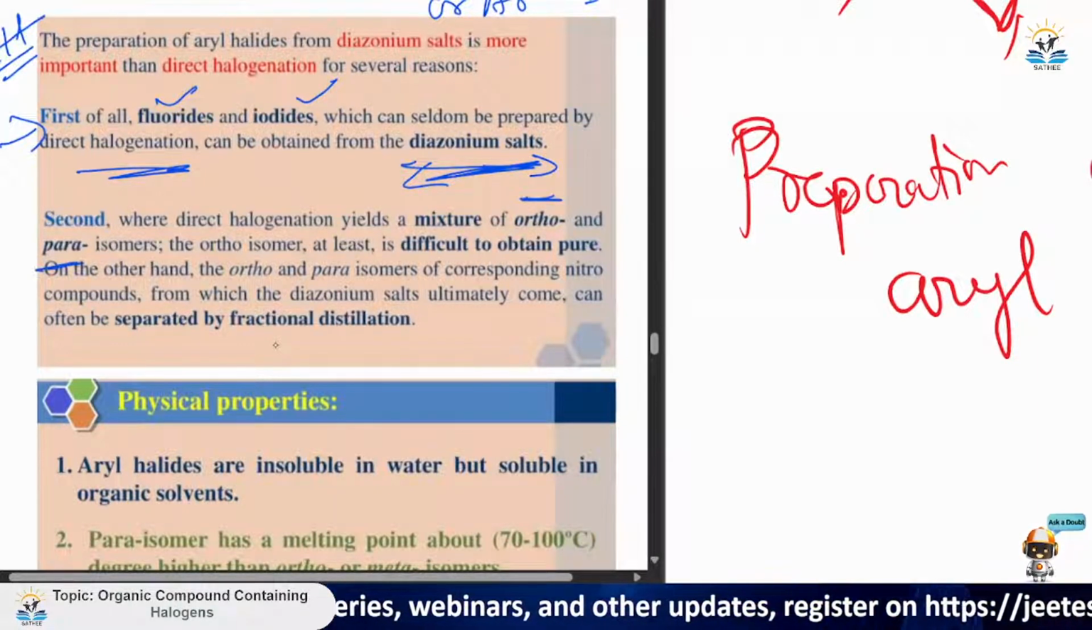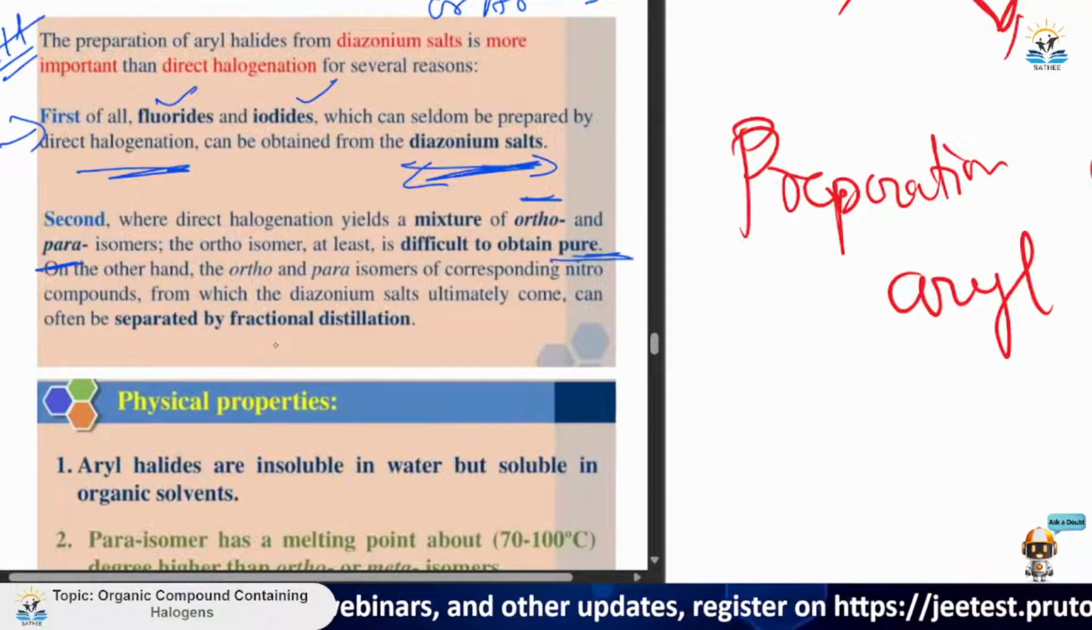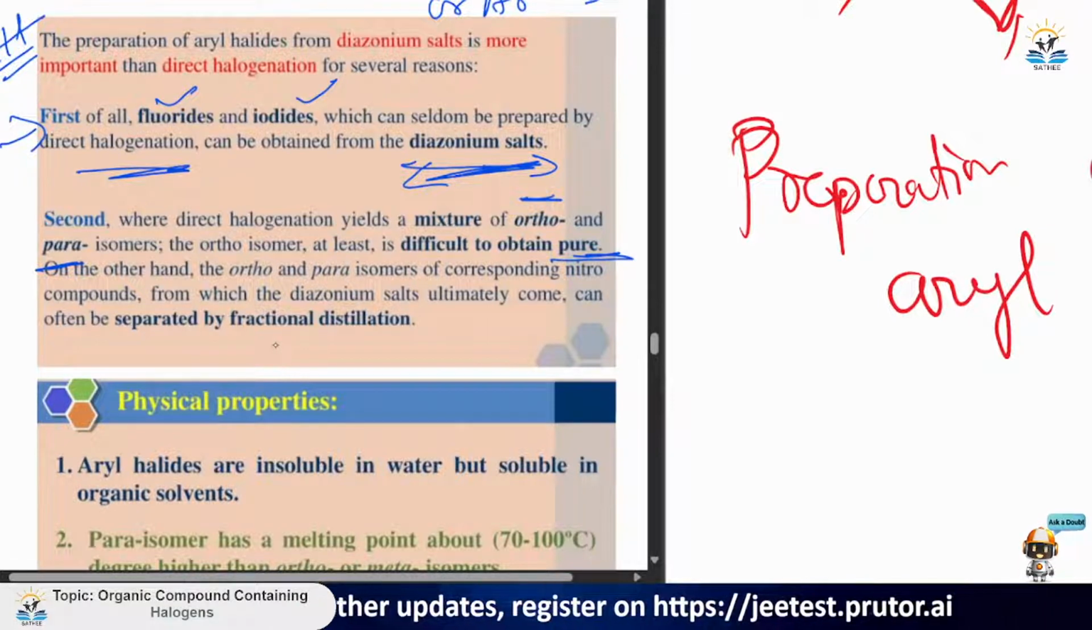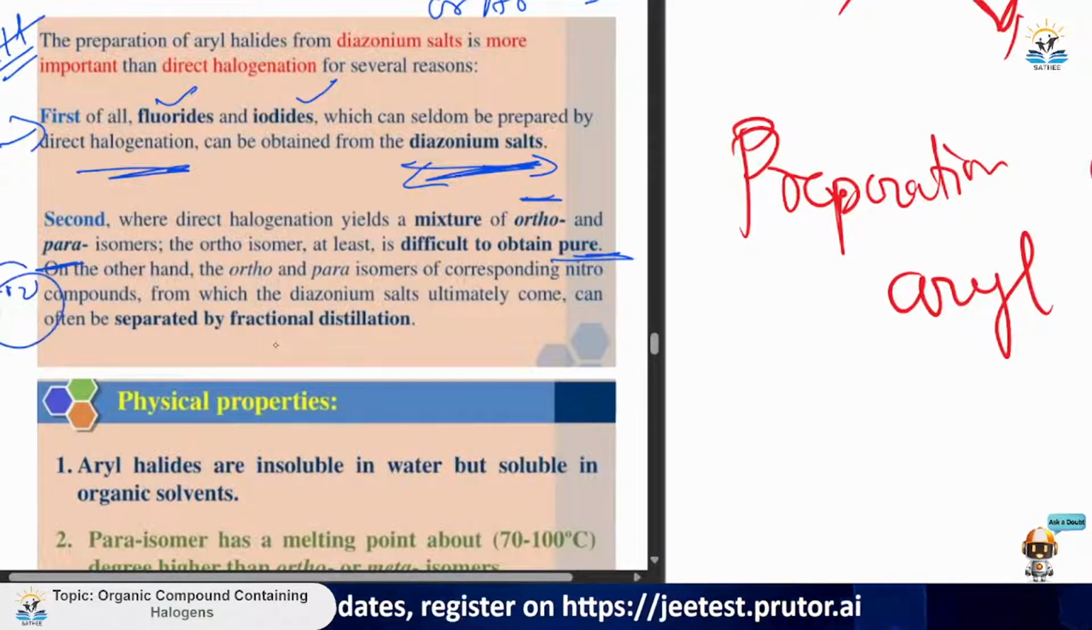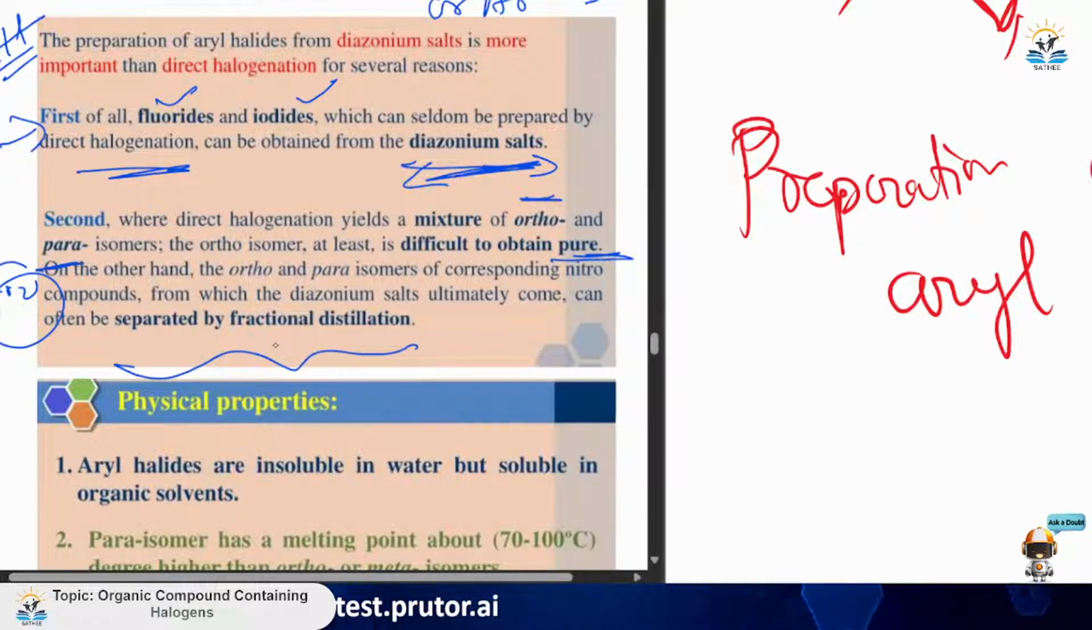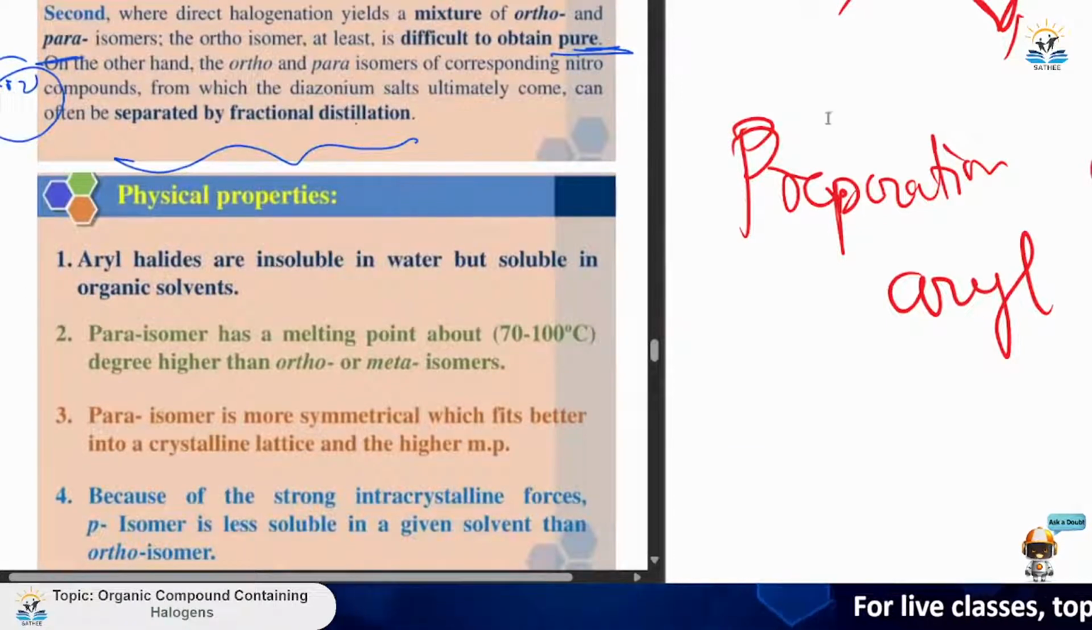Now the second one: direct halogenation yields a mixture of ortho and para isomers. The ortho isomer at least is difficult to obtain pure. On the other hand, ortho and para isomers of the corresponding nitro compounds, that is NO2, from which the diazonium salt ultimately comes, can be separated by fractional distillation. So in the diazonium salt method of preparation of aryl halides, we can separate the NO2 compounds by fractional distillation. So we can get the ortho product in a pure state.